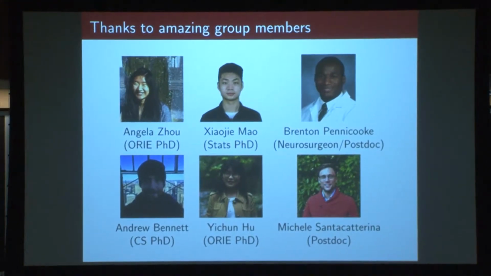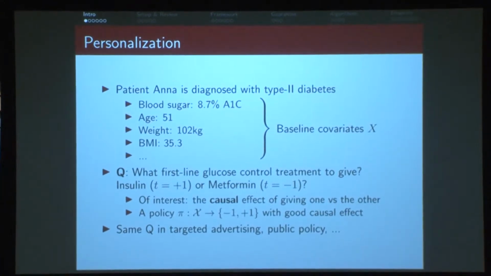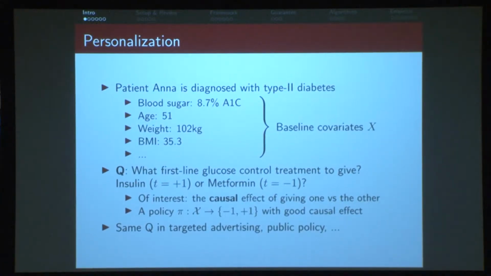To motivate the problem, I want you to consider the following scenario. Suppose patient Anna has just arrived in your hospital, and she's been diagnosed with type 2 diabetes. By looking at her records, you can see what her blood sugar is right now, what it was, her age, her weight, BMI, et cetera. You collate all these into some feature vector x, which we're going to call the baseline covariates. The question is, given what we know about Anna at this point, these baseline covariates x that characterize her, what should be the first-line glucose control treatment that we should give her to manage her newly diagnosed diabetes?